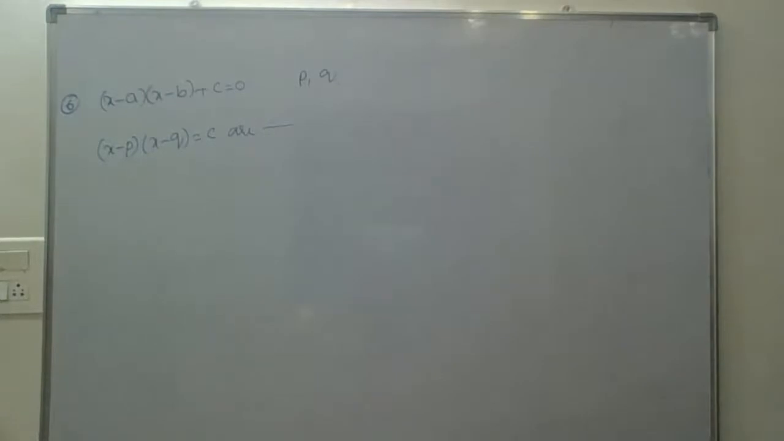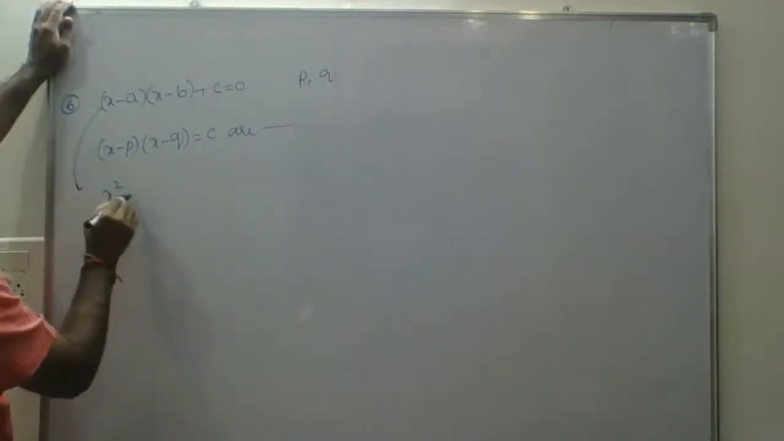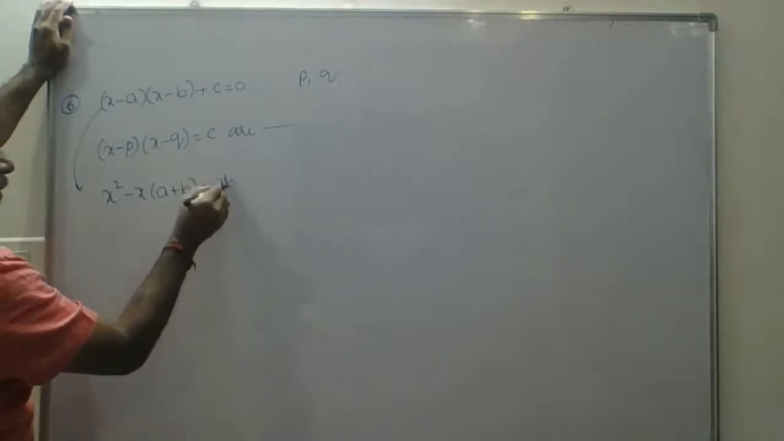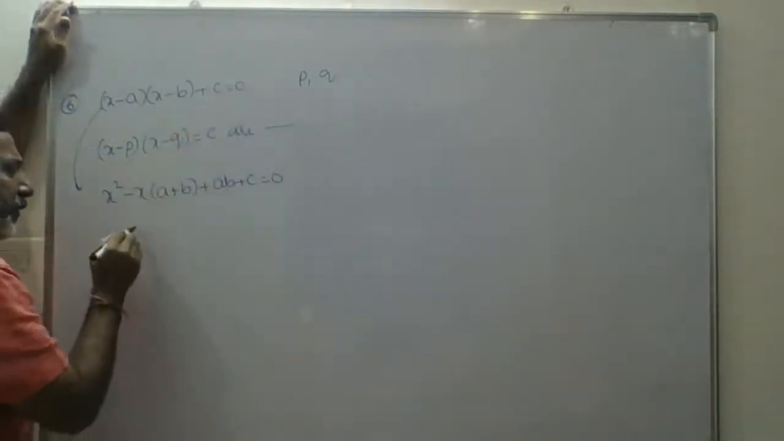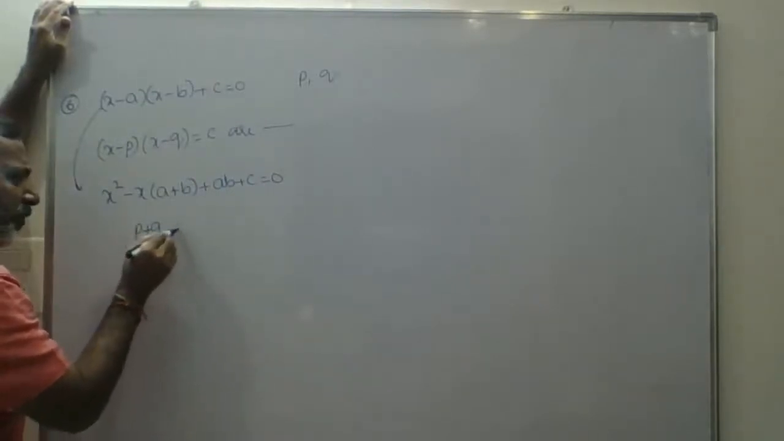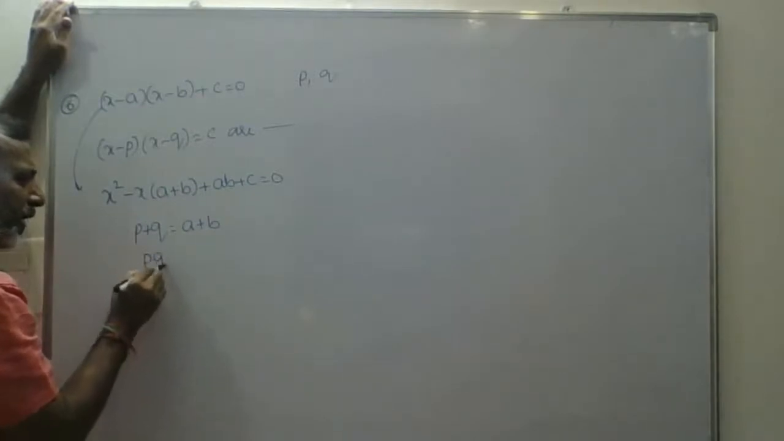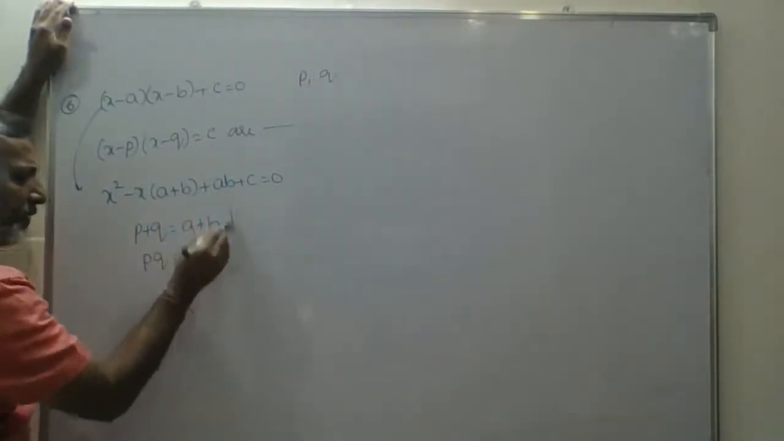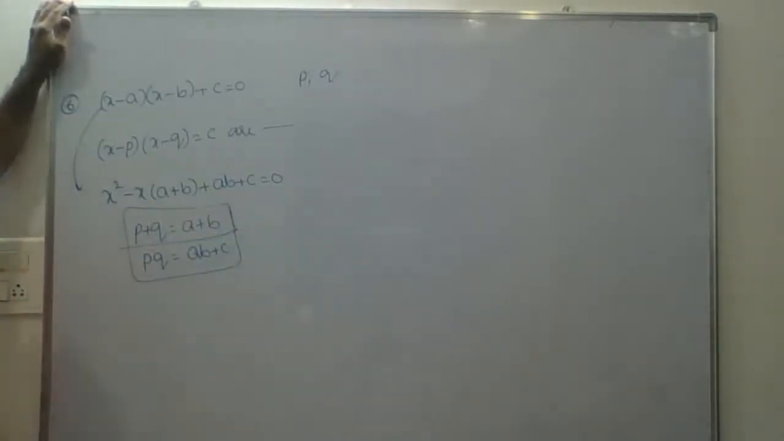దాని రూట్స్ ఇచ్చాడు, దేని రూట్స్ కనుక్కో. See, what is this equation? Expand చేయండి. X square minus x into a plus b plus ab plus c is equal to 0. The roots of this equation are p and q. So what is sum of the roots? P plus q is equal to a plus b. What is the product of the roots? PQ is equal to C by A means what? AB plus C. Sum of the roots, product of the roots.